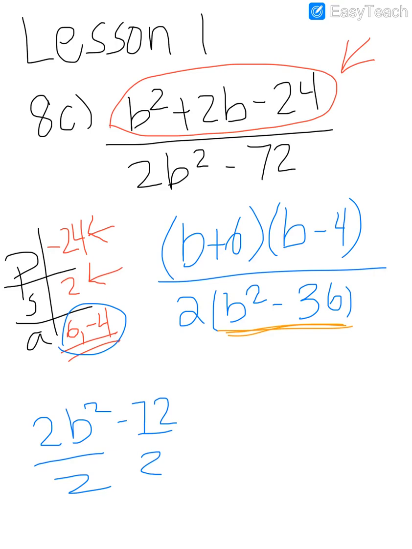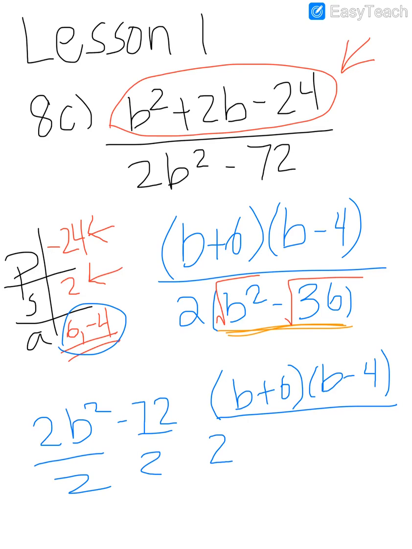So difference of squares, 2 terms separated by a minus. You square root this guy, and you square root this guy. My numerator was b plus 6, b minus 4. My denominator is now 2, and then the difference of squares, the 2 factors become, so if I said, well, what's the square root of b squared? Square root of b squared is b. What's the square root of 36? It would be 6. One gets a positive and one gets a negative. So this is your completely factored answer.